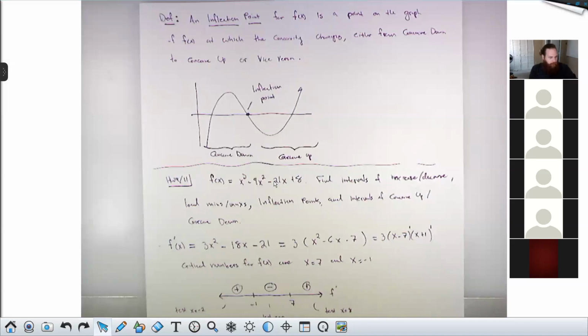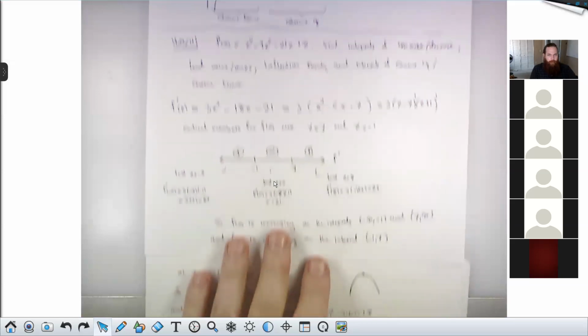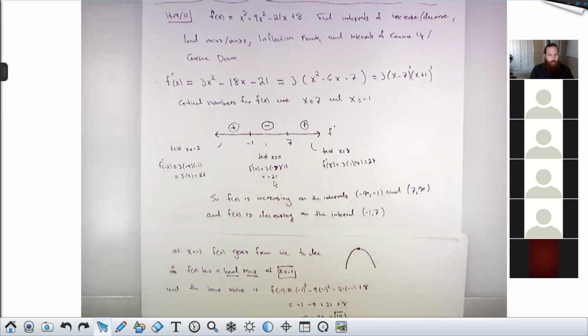No problem. So we found the intervals of increase and decrease, and we found a local max at -1. We still have to figure out what happened at 7.